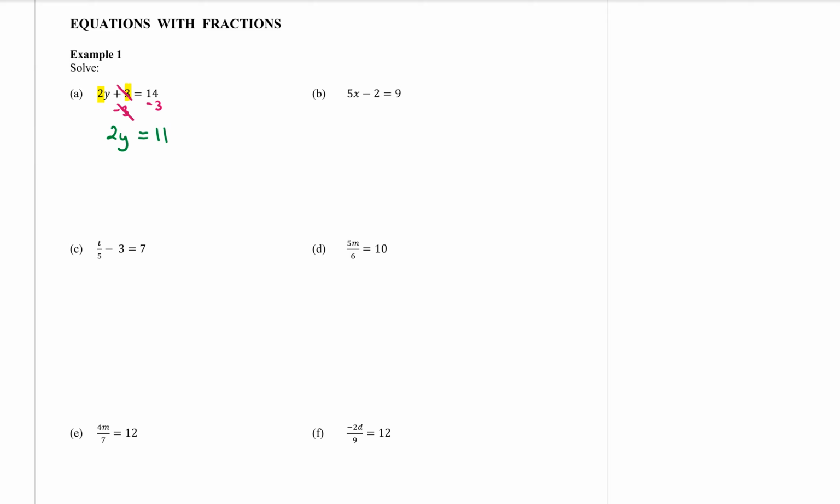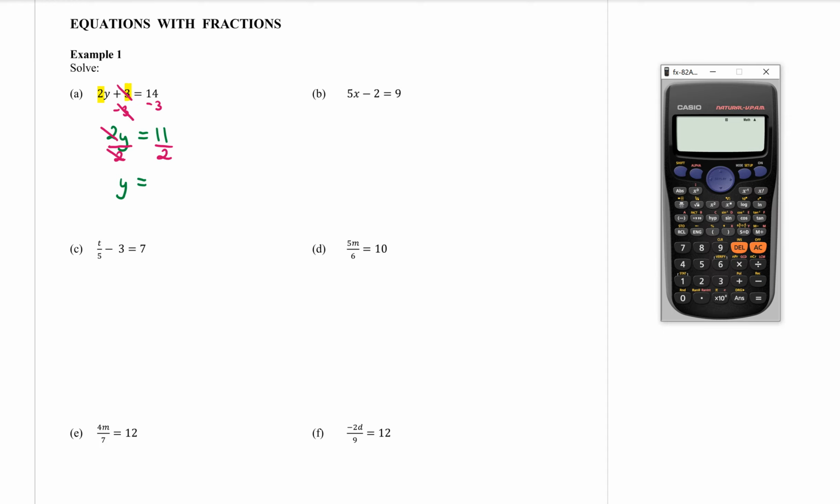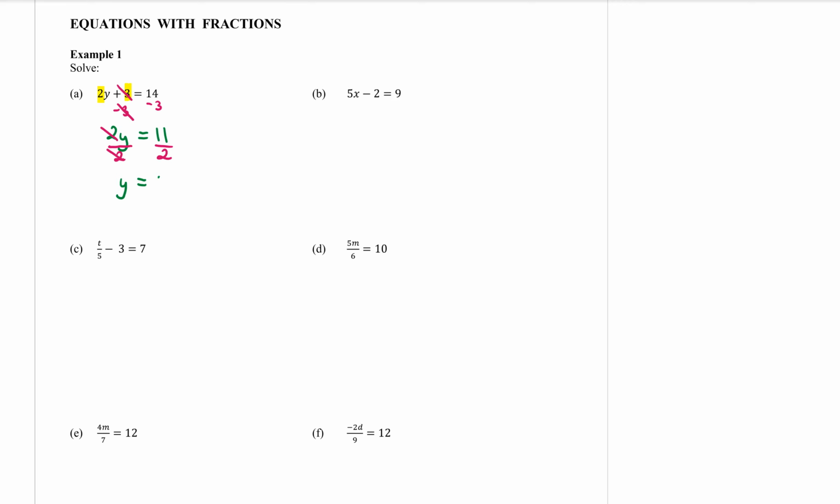Now I want to get rid of that 2. So because that's multiplied with the y, I need to divide by 2 to get rid of that. And now y is by itself. So I have 11 divided by 2, and that doesn't go nicely. So what we can do is we type in 11 divided by 2 on our calculator, and we can leave our answer. If I press Shift and then the SD button, it will turn it into a mixed numeral for me. So my answer is 5.5.